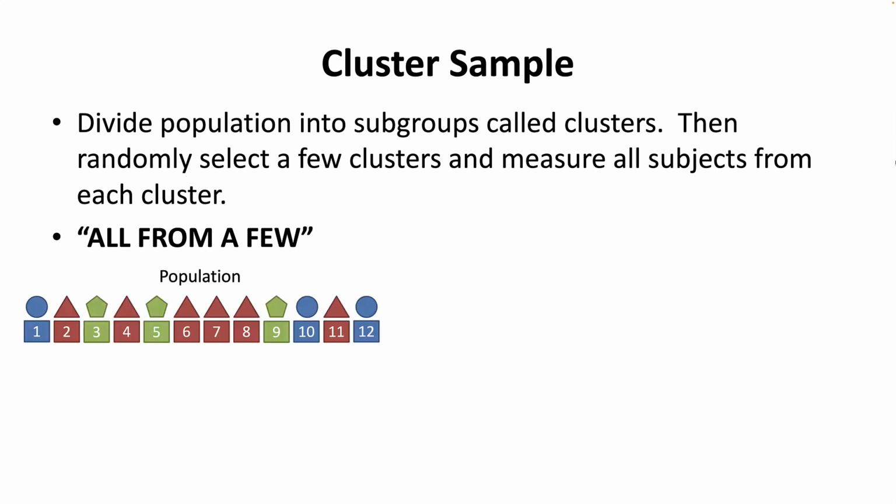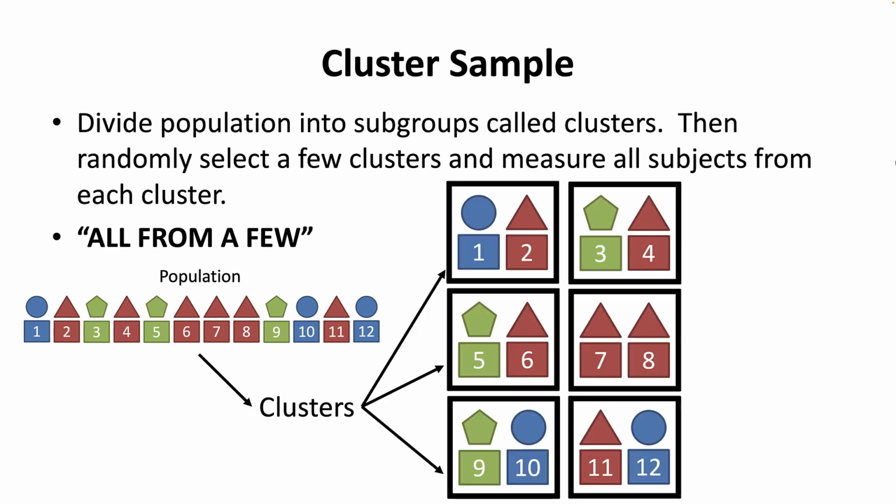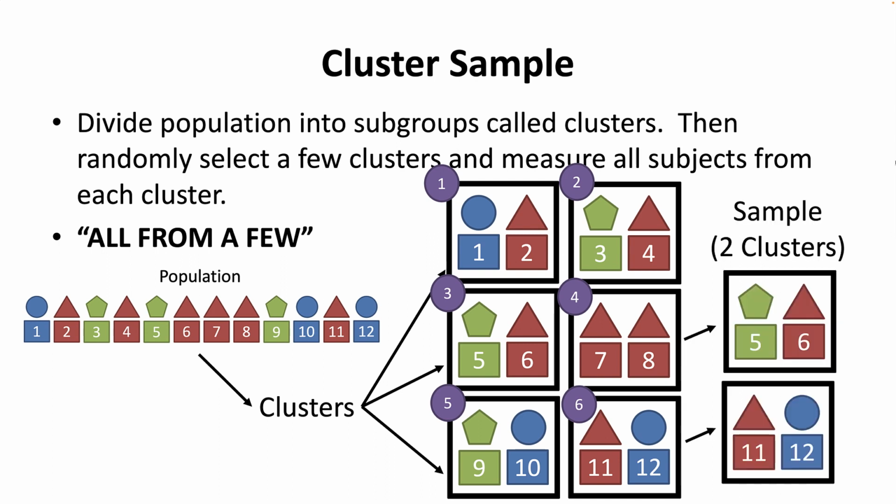So you start with your population and you divide that up into little clusters. In this case, I divided the population into 6 groups, each having 2 members. Usually you then label the groups, in this case 1 through 6, and then you would use a random number generator to select the clusters for your sample. So in this case, my sample, which was 2 clusters, was the group including members 5 and 6 and 11 and 12. A cluster sample is all from a few. So you sample all members from a few clusters. Whereas a stratified sample was a few members from all strata or groups.